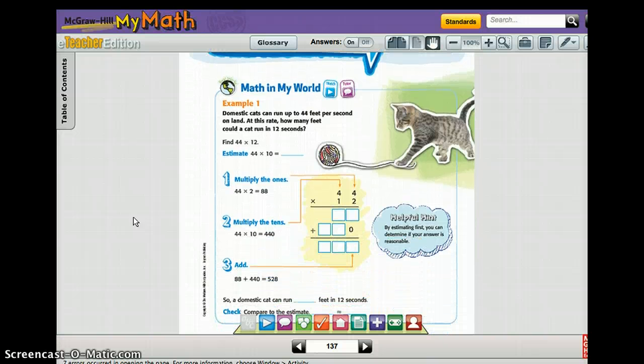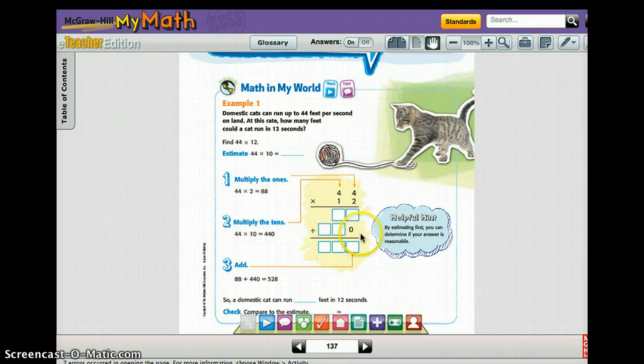So page 137 gives you the same steps that they were talking about in the video, but it starts with a 2-digit by 2-digit multiplication problem. So 44 times 12. But you're still going to go about it in the same way. You're going to start with the ones, 44 times 2, which would be 88. Well, you're going to do each in a step, sorry. So 4 times 2, you get your 8. Then this 4 times 2, 8 here, so we got 88.